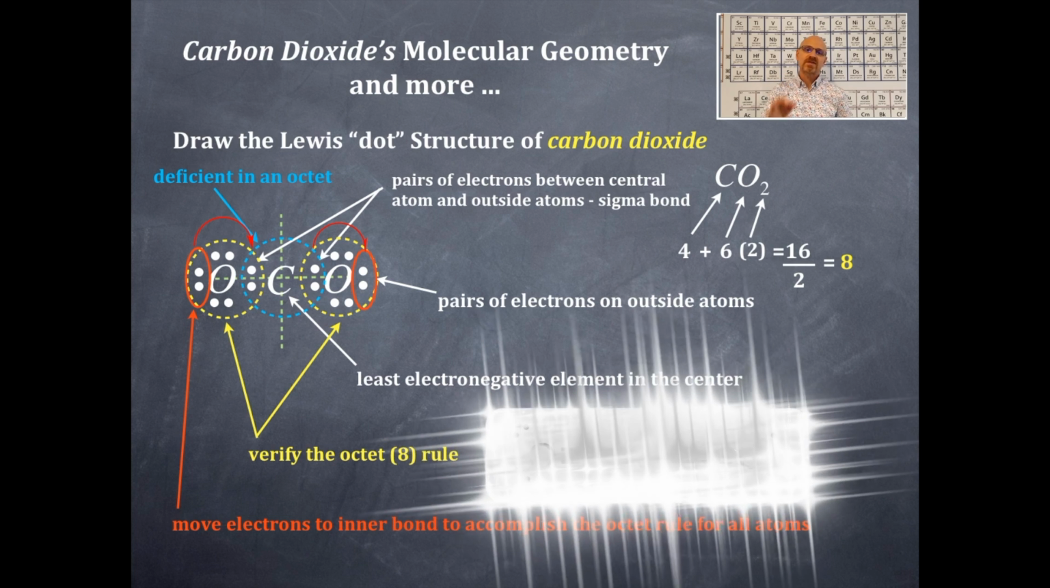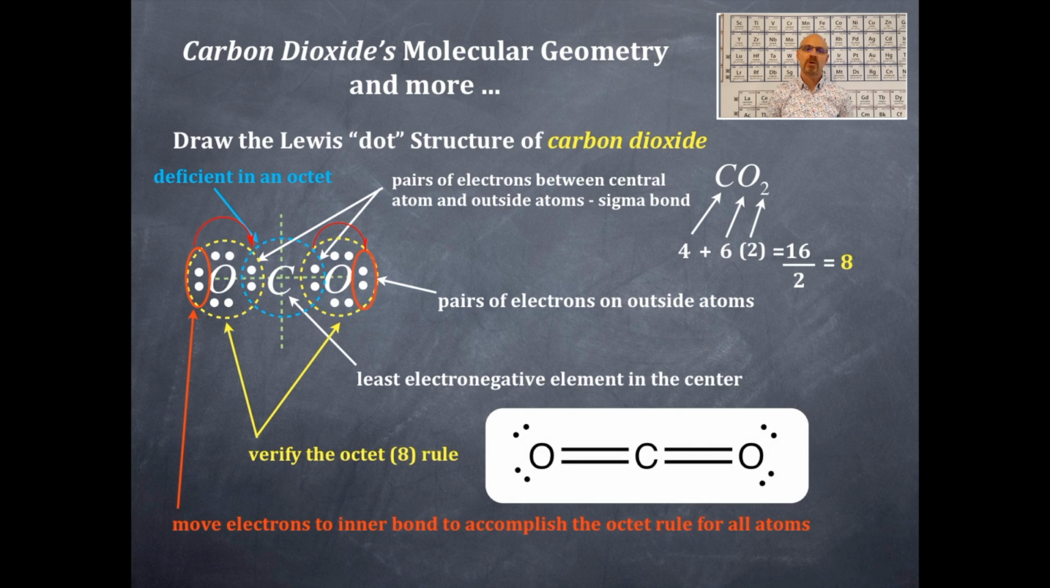And that will give me this Lewis dot structure, which has double bonds. Hopefully you see that. Now, if you circle around the carbon, there are 4 bonding pairs, which is a total of 8 electrons. If you circle around each of the oxygens, then you have 2 bonding pairs and 2 sets of lone pairs. That's a total of 8. So that is the octet rule which must be applied.